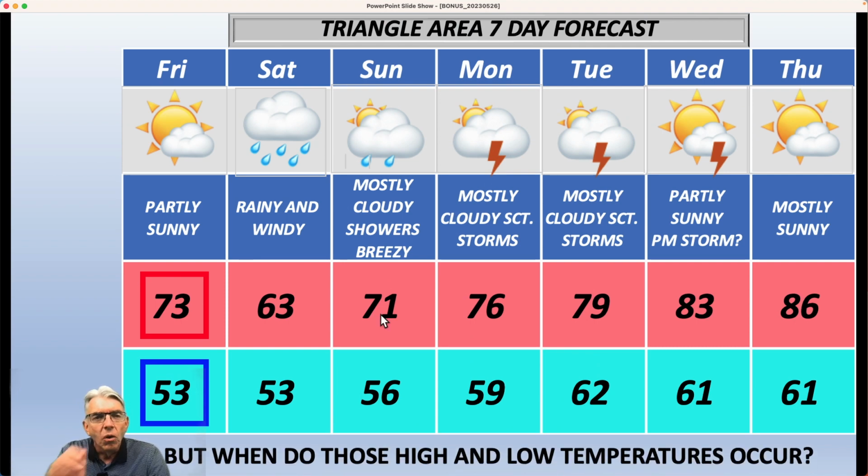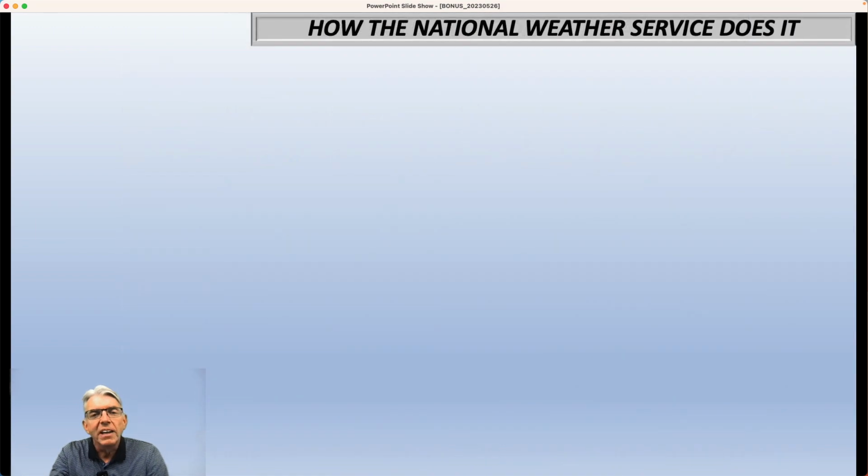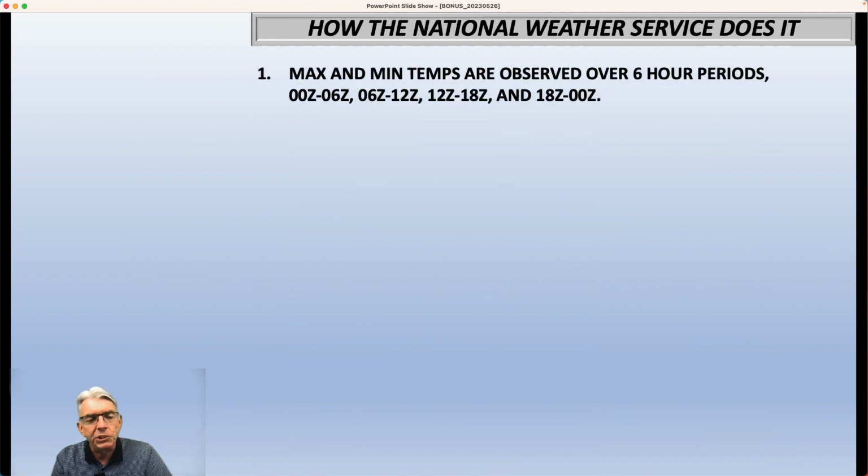Now, I just told you how I do it, but when do those high and low temperatures occur? So this is how the National Weather Service measures maximum and minimum temperatures. They're observed over 6-hour periods, and this goes back to something called the synoptic code, which was used all through the 20th century. Basically the standard observations measured the high and low temperature over 6-hour periods. And of course, everything is done in Greenwich time, which is 5 hours ahead of us during the winter months and 4 hours ahead of us during daylight saving time.